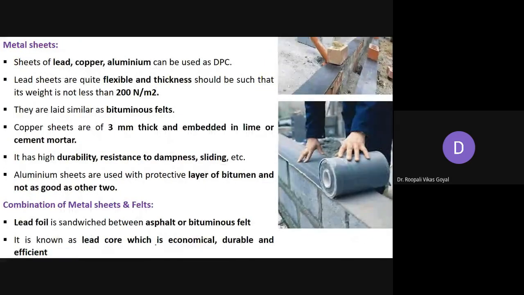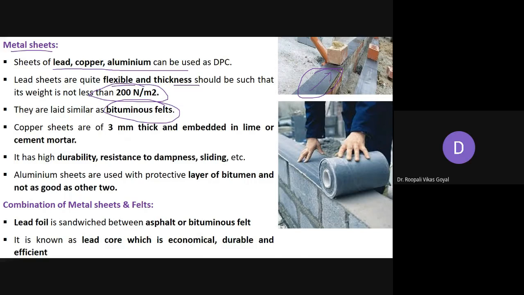Next is metal sheet. So certain metals also you can provide. So this is showing the metal sheet. So that may be the sheet of lead, copper or aluminium that can be utilized as a DPC material. These lead sheets, they are quite flexible, and thickness should be such that the weight is not less than 200 Newton per meter square, and they are laid in a similar manner as bituminous felt. So it's just like a sheet only. So just you have to lay in the form of sheet.